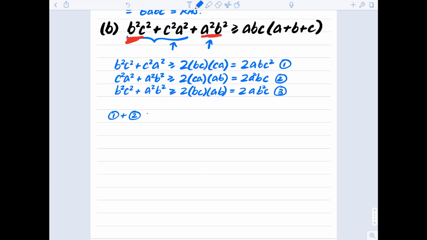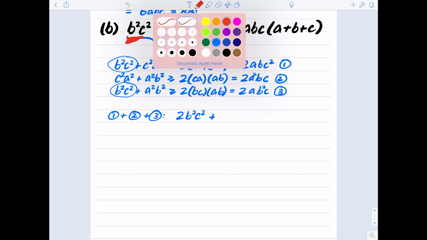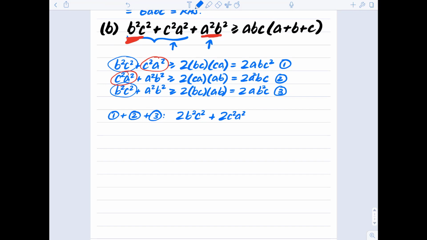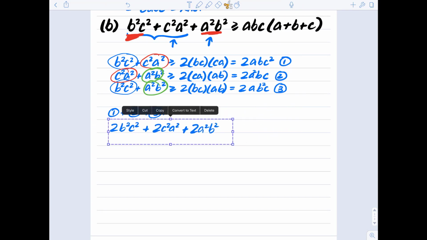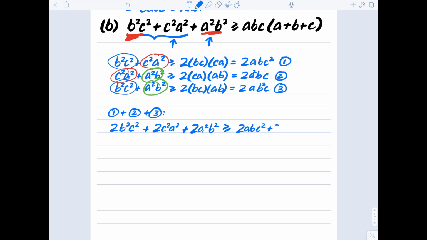And remember what the trick was, right? Add them all together, divide by 2. But say you don't know why divide by 2. If I add all 3 together, I have b squared c squared appearing twice, so there's 2b squared c squared. And have a look, c squared a squared appears twice, so 2c squared a squared. And finally, a squared b squared also appears twice. So add them together, 2a squared b squared, bigger than or equal to, add them all, it's 2abc squared, 2a squared bc, 2ab squared c.